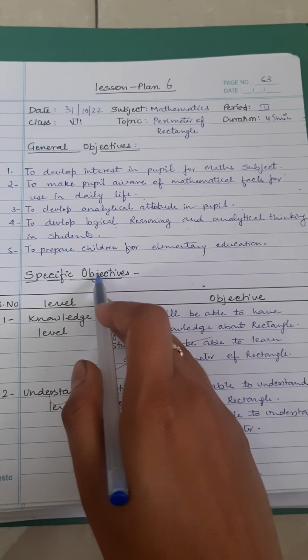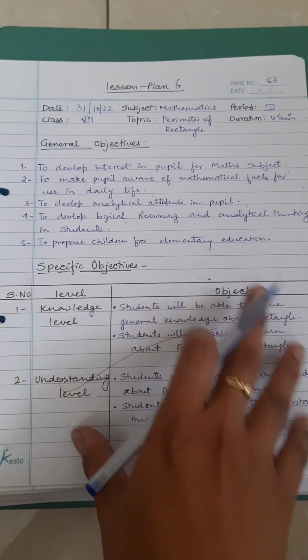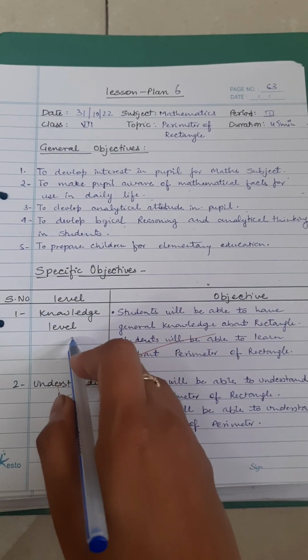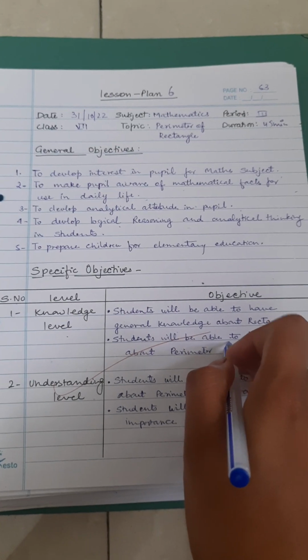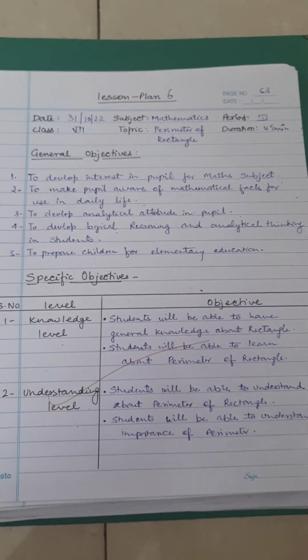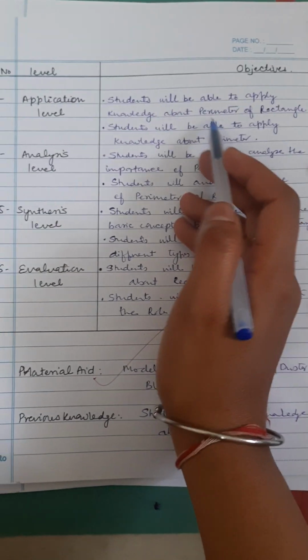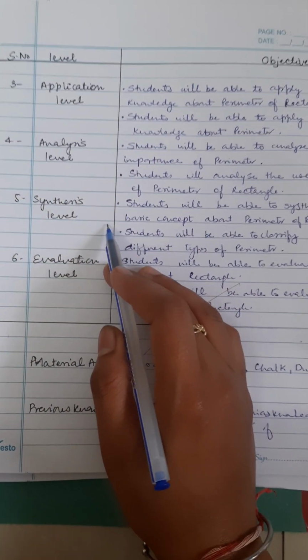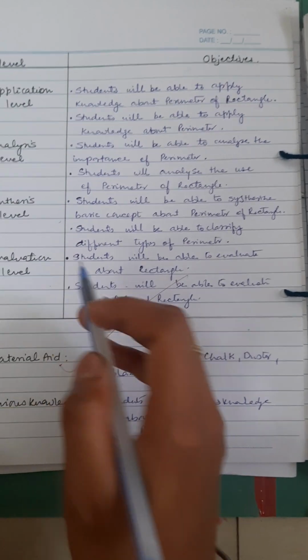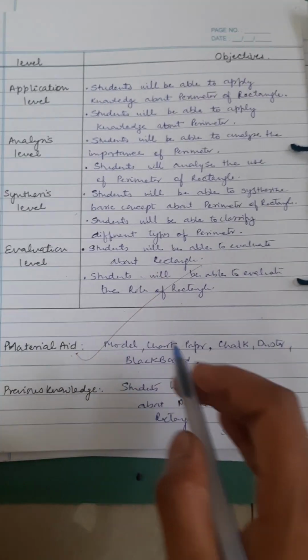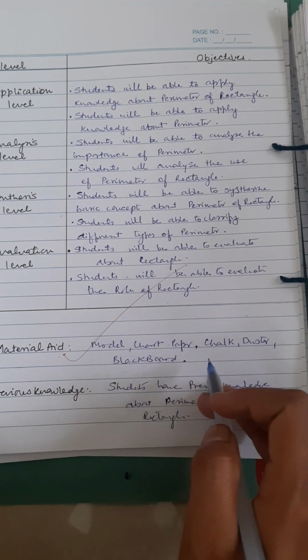Then you have to write a specific objective. In this you have to make the table. First you have to write knowledge level, then its objective, then understanding level, its objective. Then you have to write the application level, its objective, analysis level, synthesis level, evaluation level. Then you have to write the material aid, that is model, chart paper, chalk, duster and blackboard.